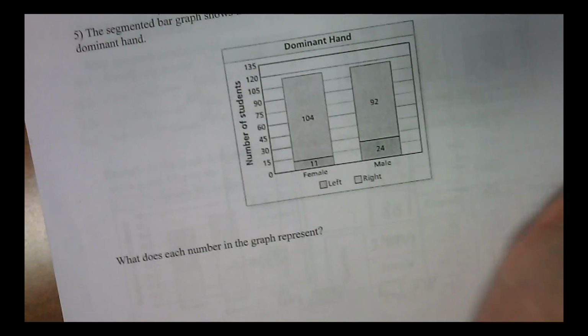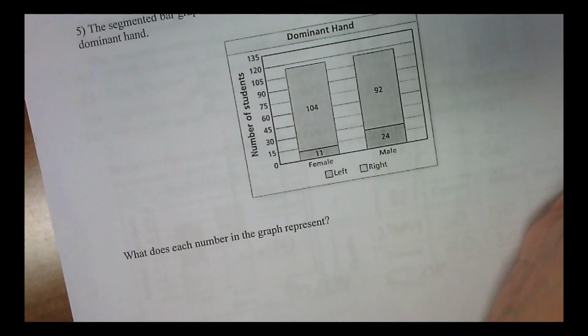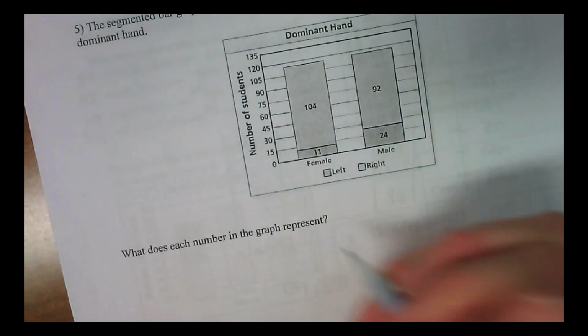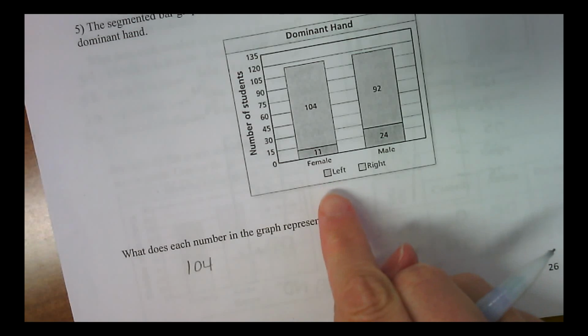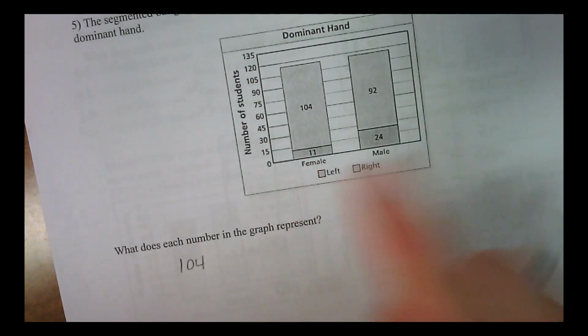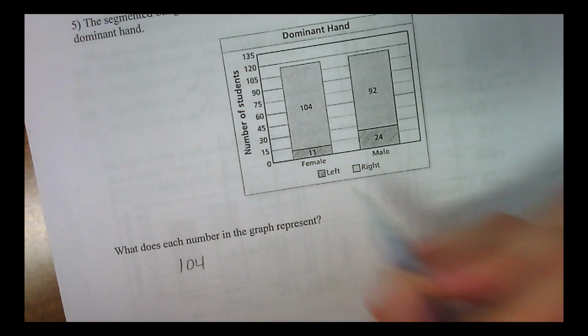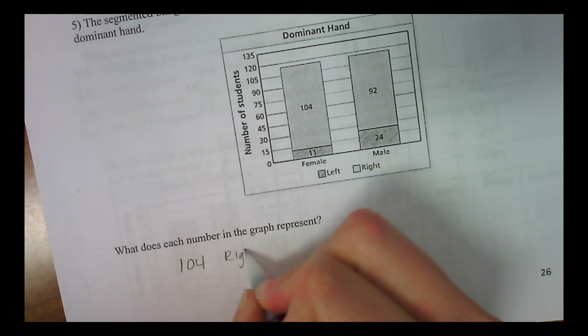Okay. The segmented bar graph shows the results of a survey that asked students about their dominant hand. What does each number in the graph represent? So we've got 4 numbers. So if we look at 104, according to the chart, it looks like this is the darker one for left-handed. So 104 is right-handed.